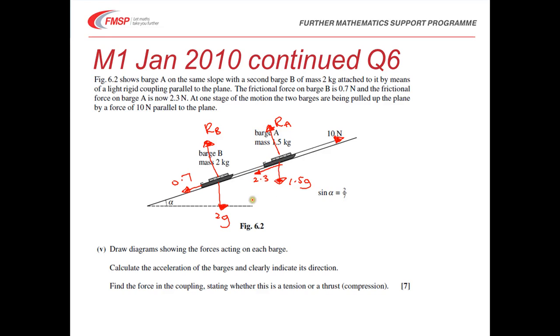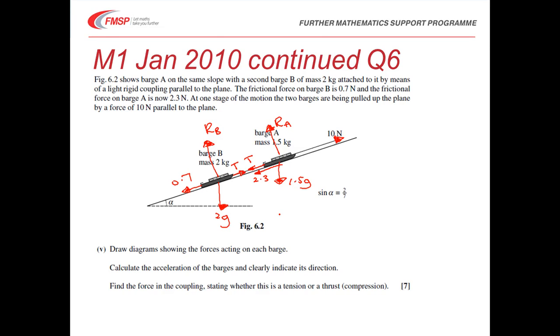But we also have a coupling in between them. And so that means we'd have a tension or a thrust acting in there. So I'll label that on now, although I may not need it until later in the question. So there would be two of those, one pulling backwards if it was tension on A, and one pulling forwards on B. So that's a diagram with all the forces on.